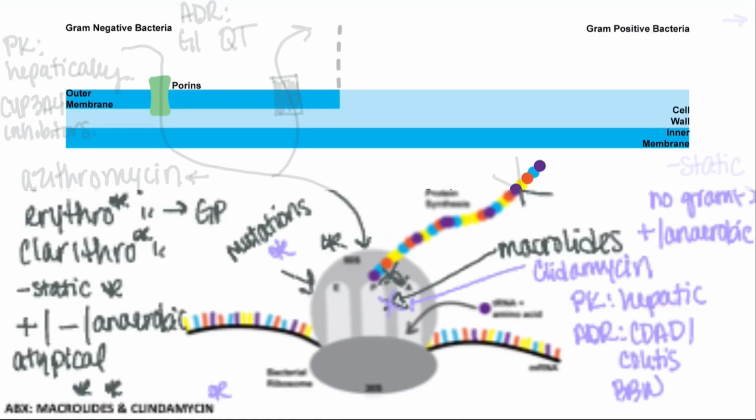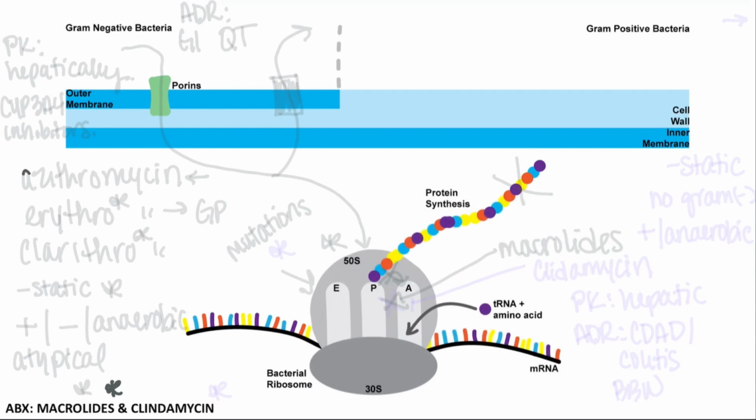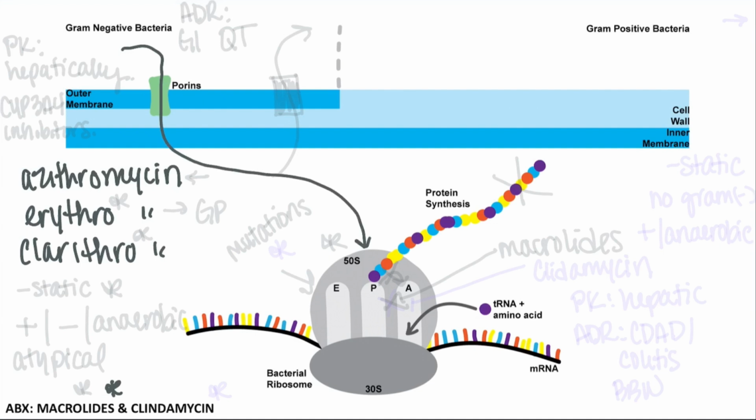So for the macrolides, we actually discussed azithromycin in the antibiotic video in block 4. But this class of agents also includes erythromycin and clarithromycin, which I've also brought up in past videos just briefly in other contexts, but we'll touch on these agents again here.